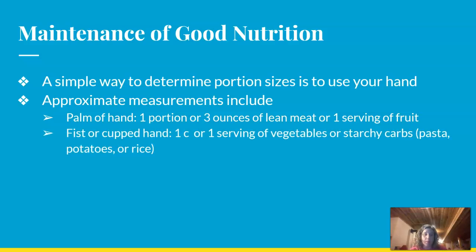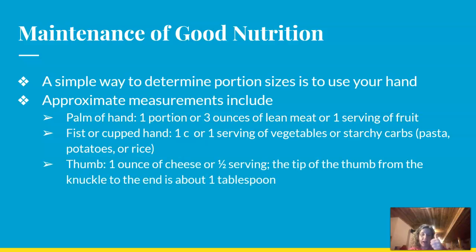A fist or cupped hand is 1 cup or 1 serving of vegetables, or starchy carbs such as pasta, potatoes, or rice. So think about when you have pasta, maybe it's macaroni and cheese, or maybe spaghetti. Do you have an amount that equals your fist, or is it larger than that? Or when you have mashed potatoes, maybe at Thanksgiving, again, is it equal to your fist, or is it larger than that?